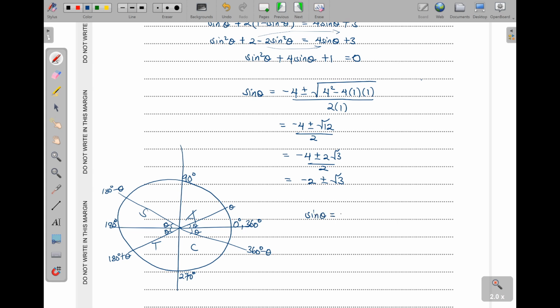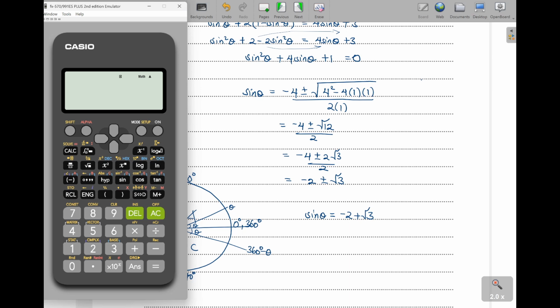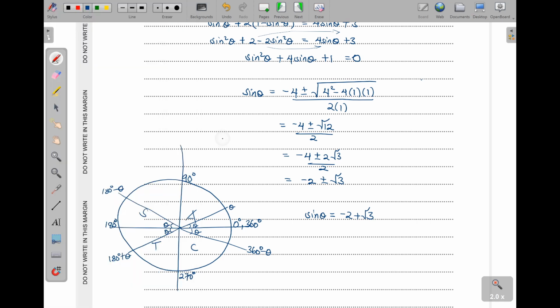So sine theta is equal to -2 plus root of 3. When you check that value on the calculator, -2 plus root of 3 must be negative. So we go to the quadrants where sine is negative, and sine is negative in the third quadrant and fourth quadrant. So what you can do is to ignore the negative.